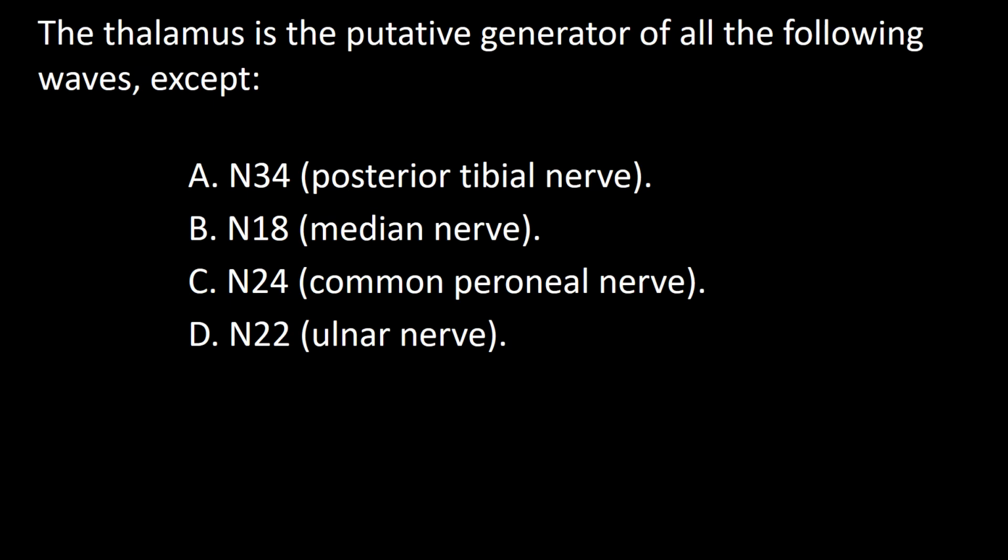Next question. The thalamus is the putative generator of all the following waves, except: A, N34, posterior tibial nerve; B, N18, median nerve; C, N24, common peroneal nerve; D, N22, ulnar nerve.